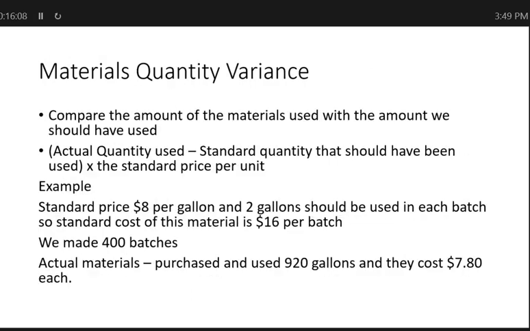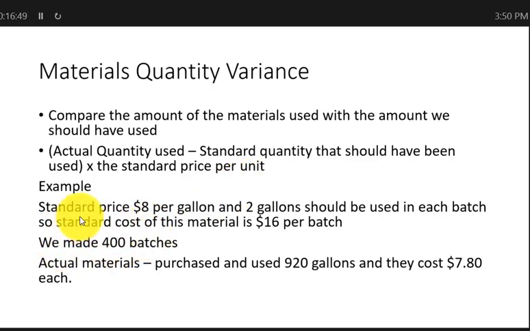Materials quantity variance compares the amount of materials used with how much we should have used. So we need to know the actual quantity used minus the standard quantity that should have been used. What should we have used to make the particular amount of product we made? Not how much we should have made, or how much we should have used to make some other quantity, but the actual production we had during the month or accounting period, and multiply by the standard price per unit.